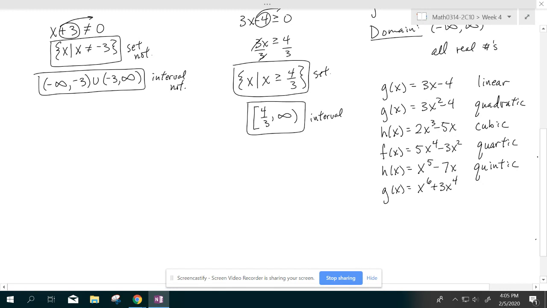And my favorite. This one's my favorite. What would be your guess? I'll give you the first 3 letters. How do you say that? Sextic. That's a real term in math.